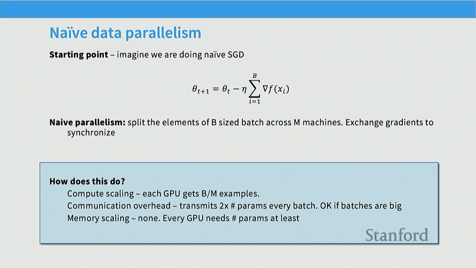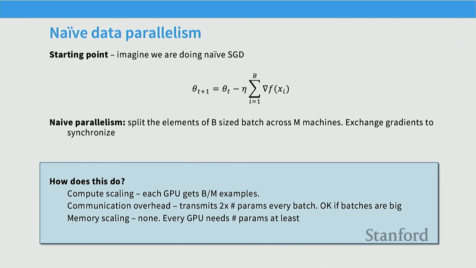So now I've been talking to you about compute and memory scaling and all these things, so let's just talk through what it looks like for each of these, right? For compute scaling, data parallelism is pretty great. Each machine, each GPU is going to get B over M examples, and if my batch size is big enough, each GPU is going to get a pretty decent micro batch size, and it's able to hopefully saturate its compute. Okay, so that's good.